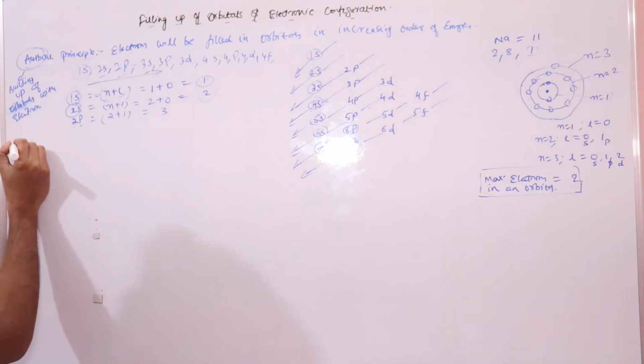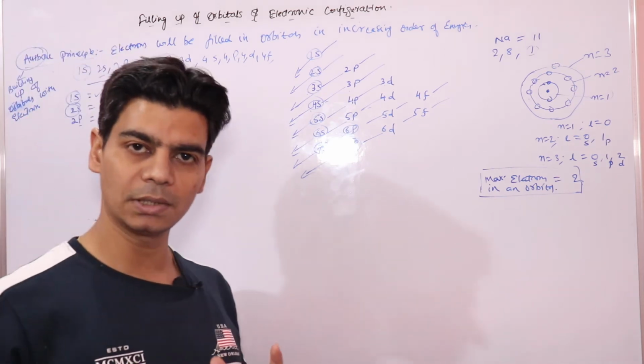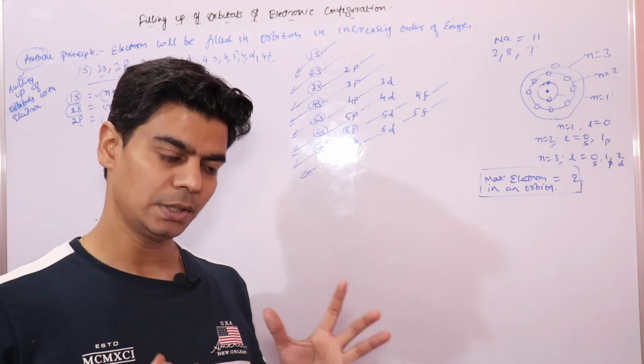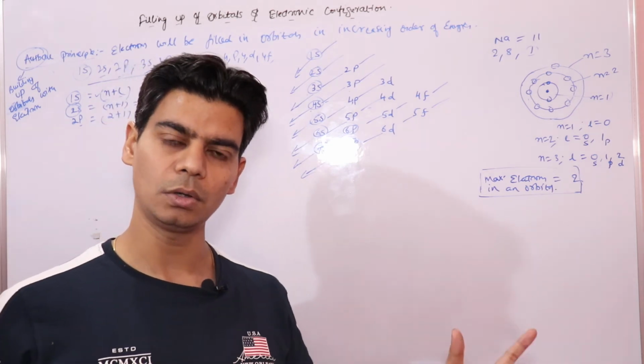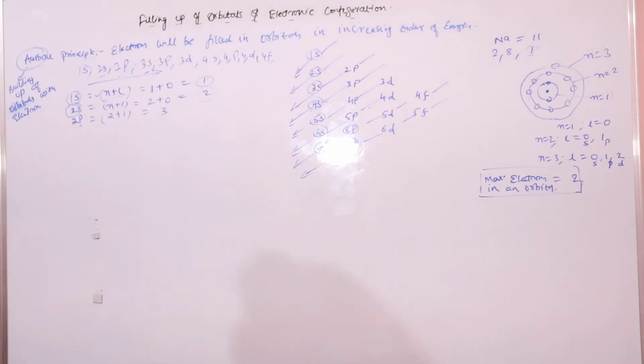Now this Aufbau principle, which tells us about the distribution of electrons in various orbitals in increasing order of their energies, is further based on Pauli's exclusion principle and Hund's rule of maximum multiplicity.